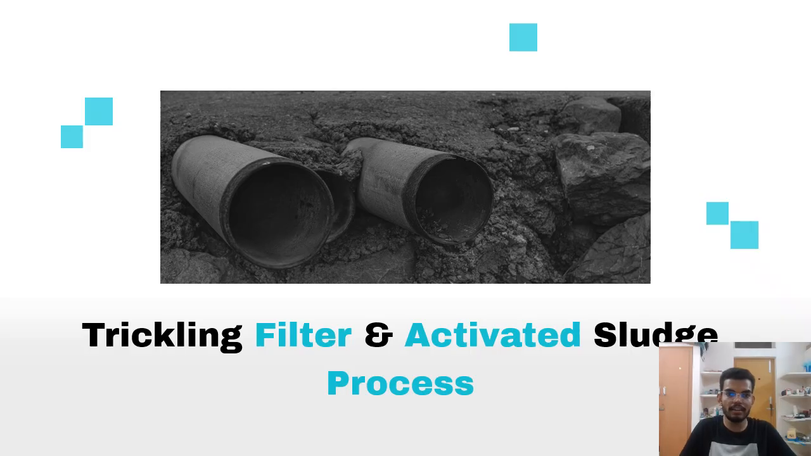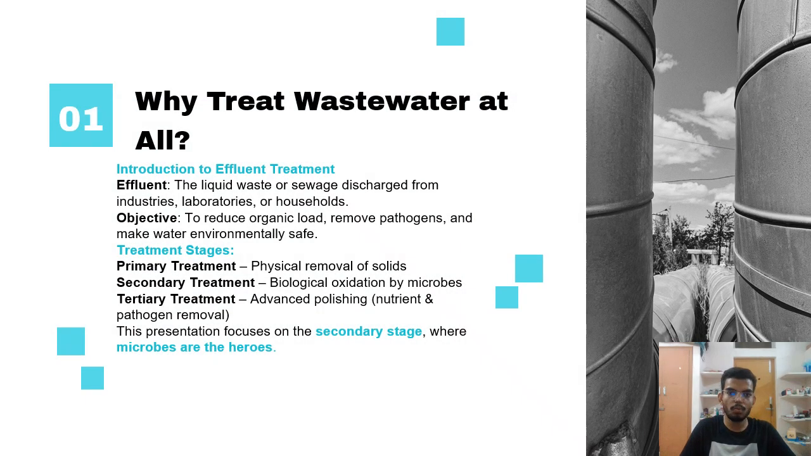The first basic question that arises is, why do we need to treat wastewater at all? There is this important term called effluent. So what is effluent? The liquid waste or sewage discharged from households, industries, and laboratories is usually termed as effluent. This wastewater needs to be treated in order to free it from the effluents, reduce the organic load, remove the pathogenic content, and make the water environmentally safe, such that after the treatment that water can be used for other purposes.